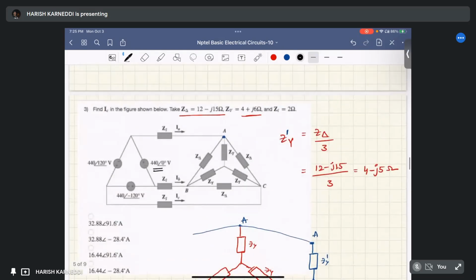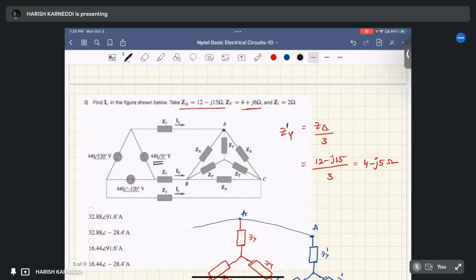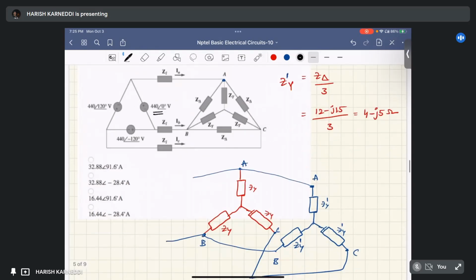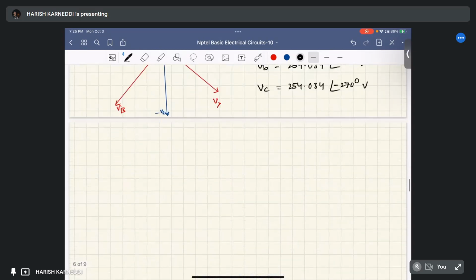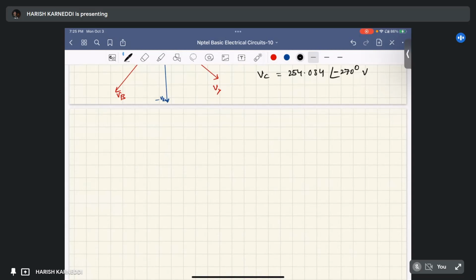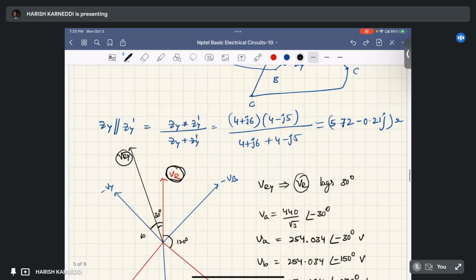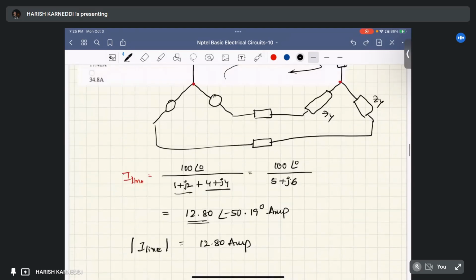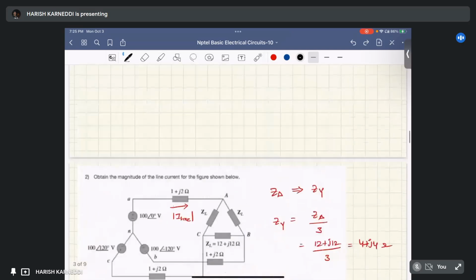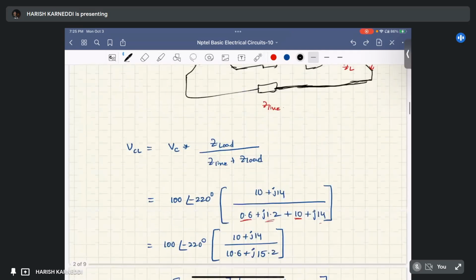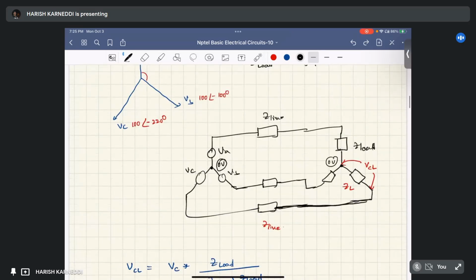What we need? We need IC current. It means now we can redraw the circuit, which we can take from the previous one, right? It is the same circuit. Okay, it is also drawn on this figure, so this we can take.